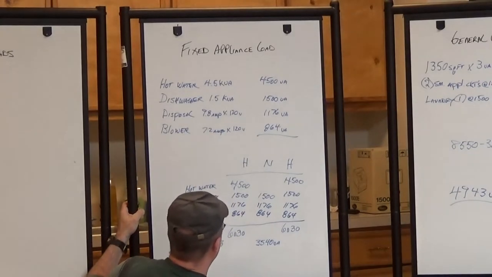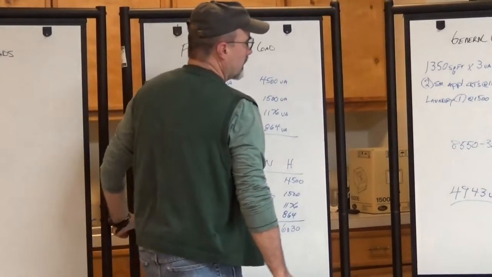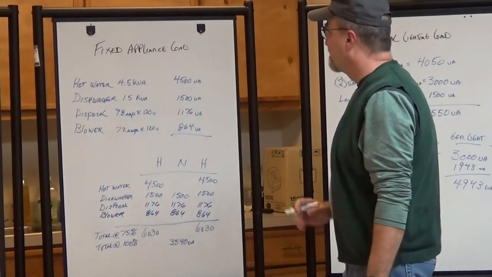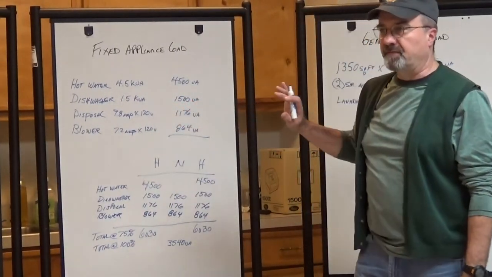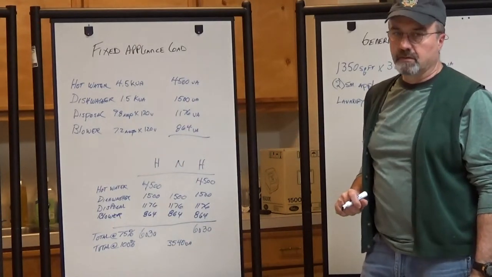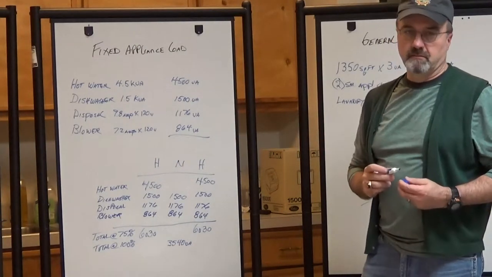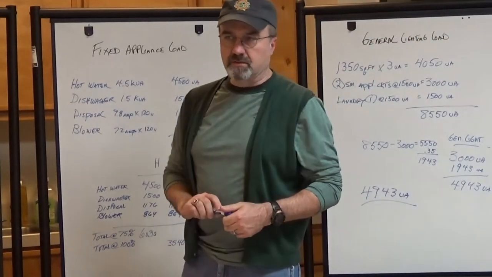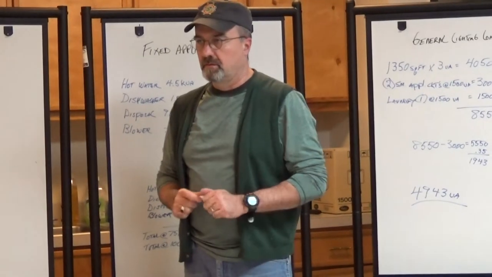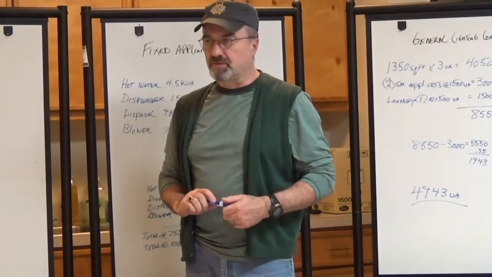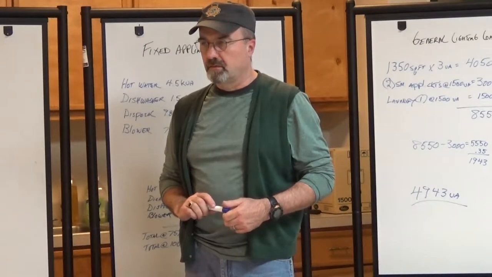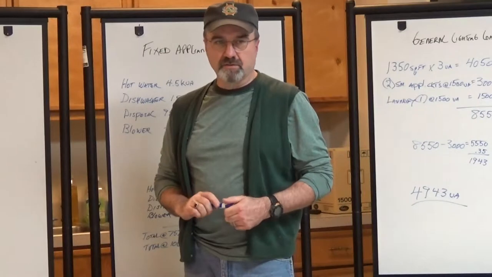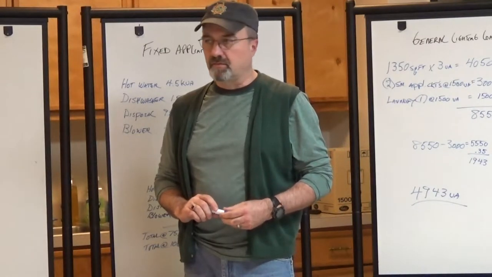Okay, that takes care of the fixed appliance part of this calculation. What haven't we addressed yet? What other loads have we not talked about yet? Other loads. What do other loads consist of? Electric range, the dryer, the heating, the air conditioning. Okay, the range, the heating, the air conditioning, right?